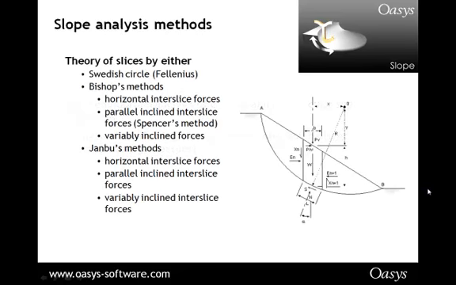Slope analysis methods. There are three slope analysis methods that are covered in Oasys Slope. That's the Swedish circles method. But of more interest to most people would be the Bishop's method, which looks at horizontal interslice forces, and the Janbu method, which also looks at horizontal interslice forces. But it can deal with different types of problems. So it really depends on the type of engineering analysis as to what you would use.